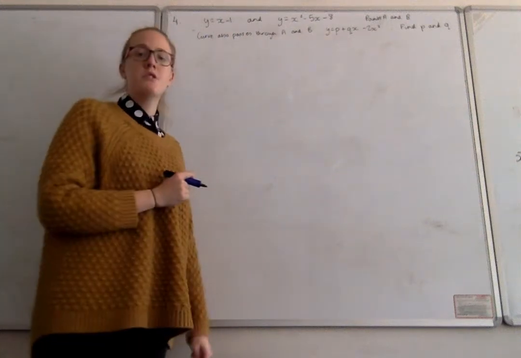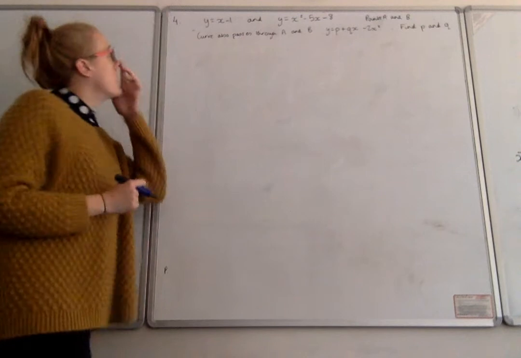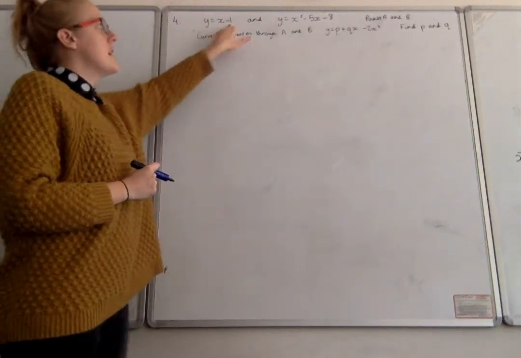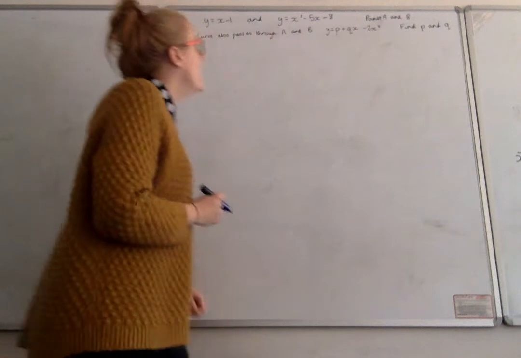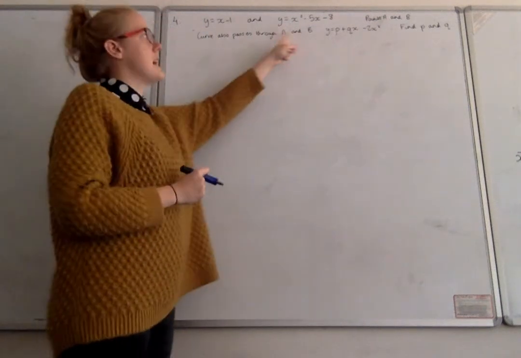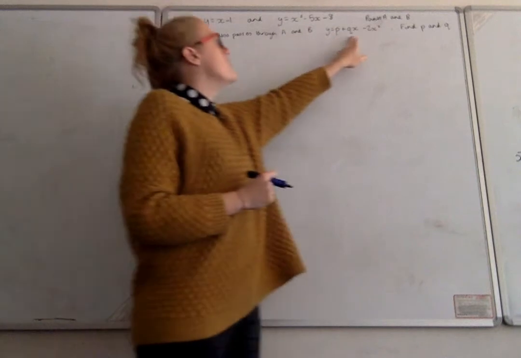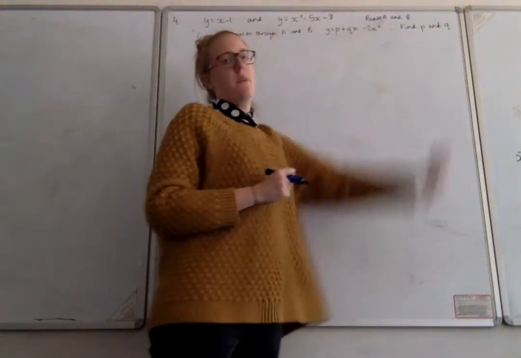Okay guys, this was question 4 from the problem solving section of your homework. What it told me was that I've got a straight line and a curve that pass through the points A and B. It also told me that a different curve passes through the same 2 points, which is of the form including x's and p's and q's. So I need to find p and q.